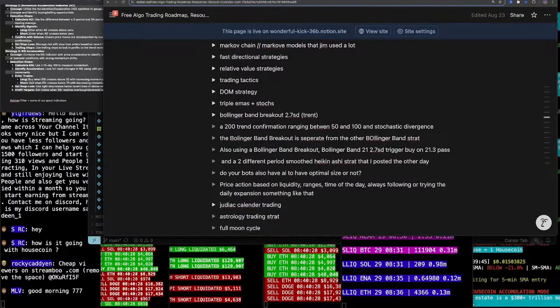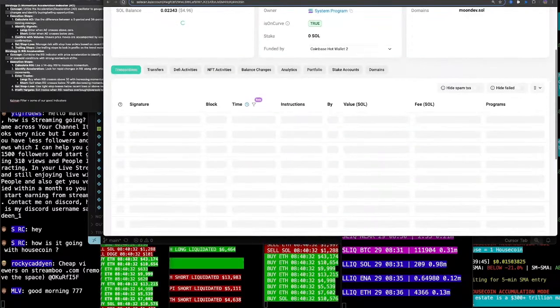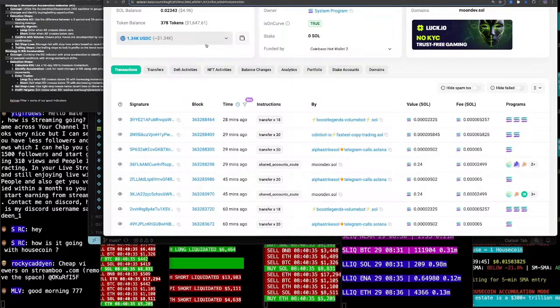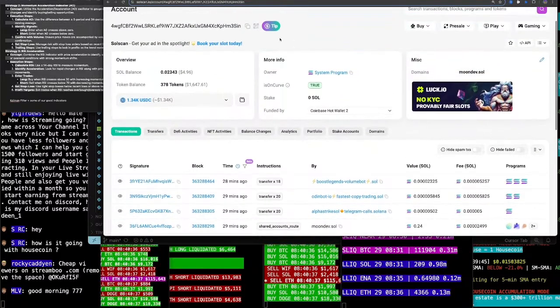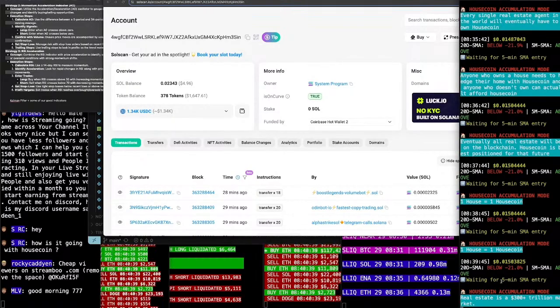Let's see if there's been any new transactions here. Nope. 29 minutes ago. Must be looking. Oh, it's looking for the 5 minute.